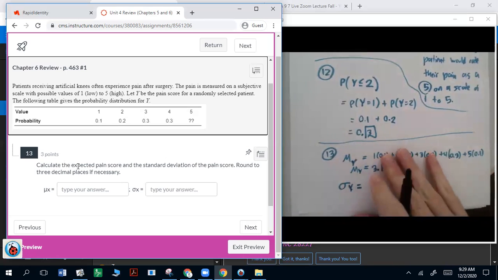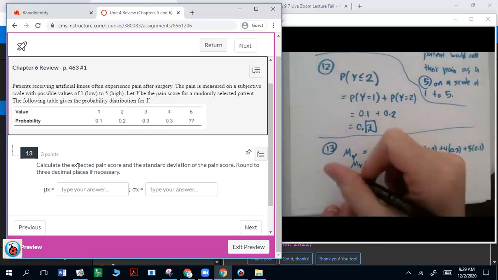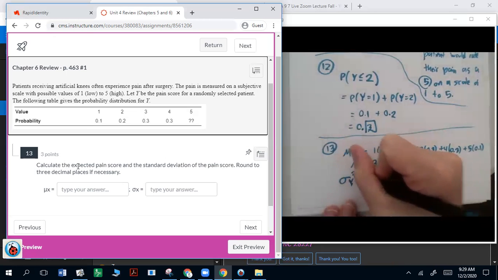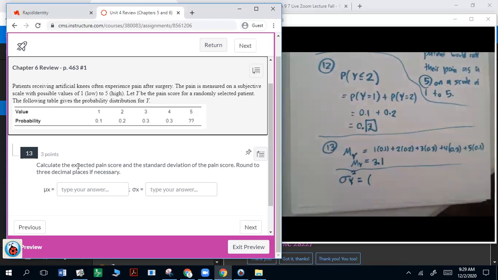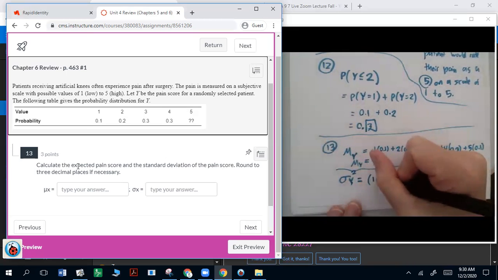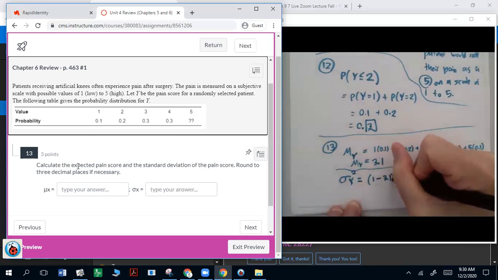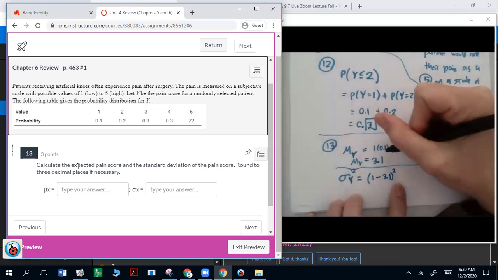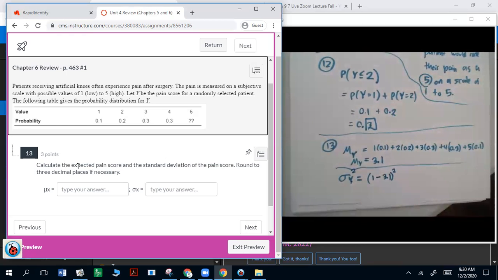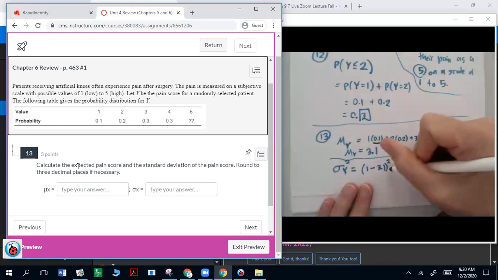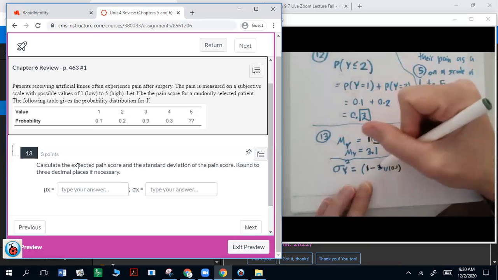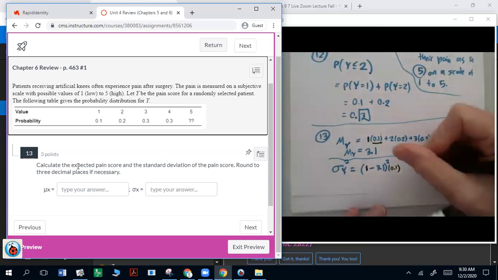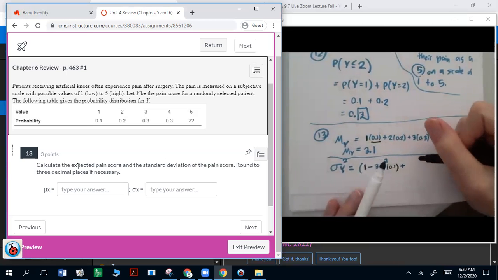To get that, what you do is you first get the variance, okay? So we do the value minus the mean squared, and then we times that by the probability. So each probability right there. So that 1 comes from here. The mean is going to stay the same. So 1 minus 3.1, then we add it.